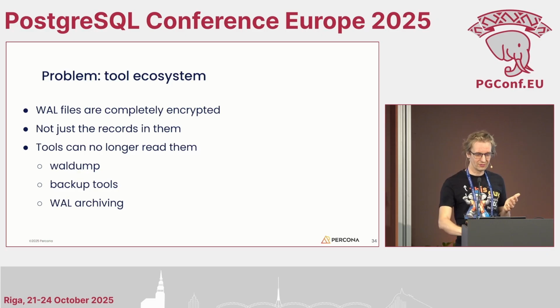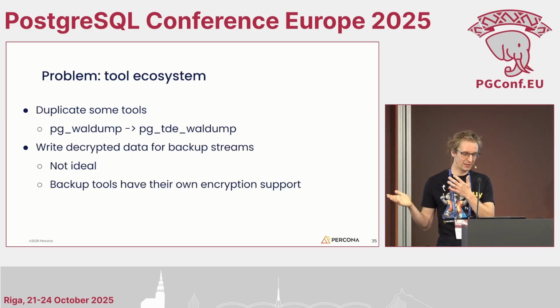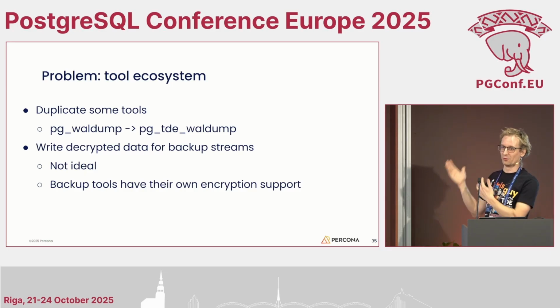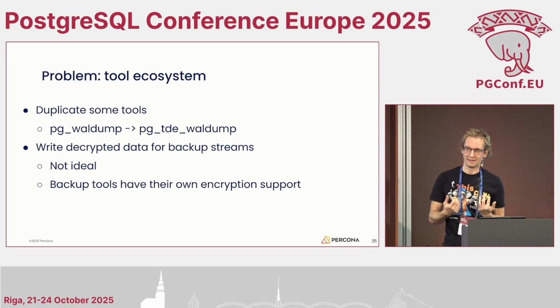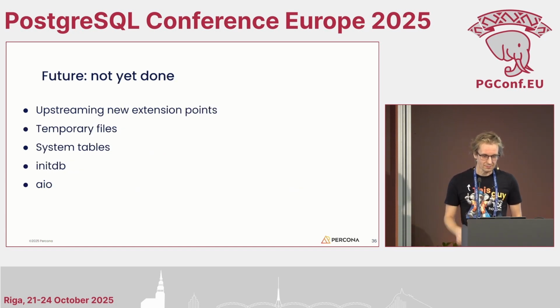So to solve this, we actually had to fork some of these tools. For example, instead of pg_waldump, we now have pg_tde_waldump, which understands encryption. The normal pg_waldump can't work with WAL encryption because it doesn't see the proper data there. And this is where we are currently.